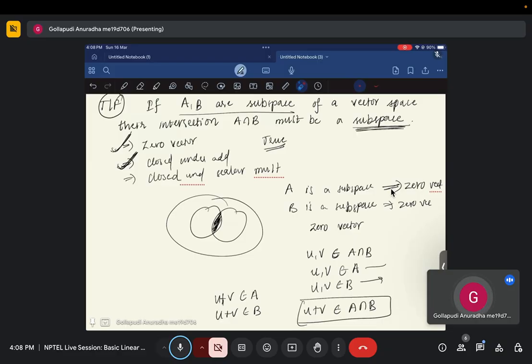Yeah, because I'm just taking some vectors u and v which are in A and B. Intersection means u and v will be in A also, and in B also, right? As I said, A and B are already subspaces, as in the question. So u plus v should be in A as well as in B, which means it's going to be in the intersection. Okay, so addition is closed.